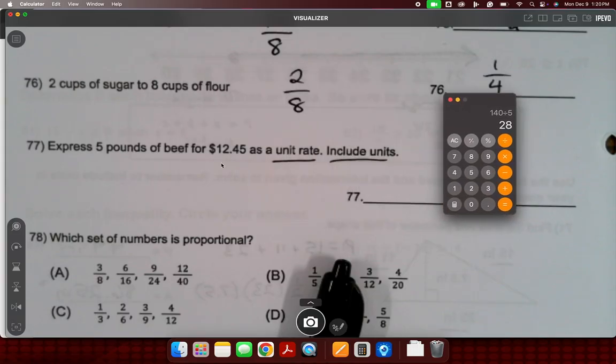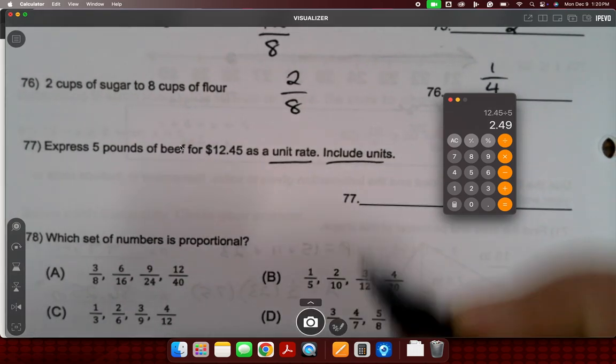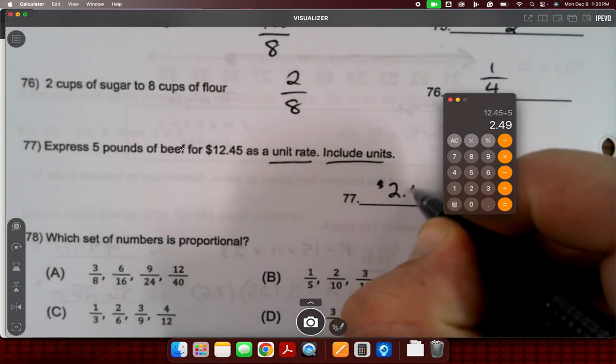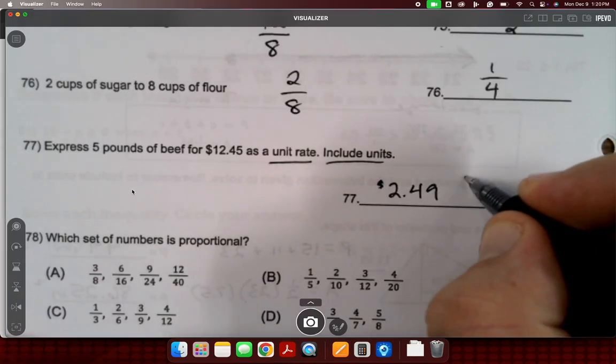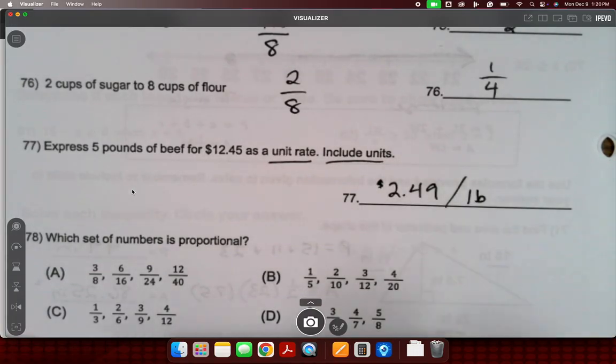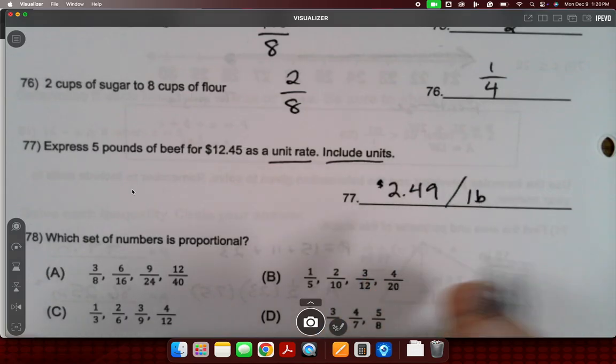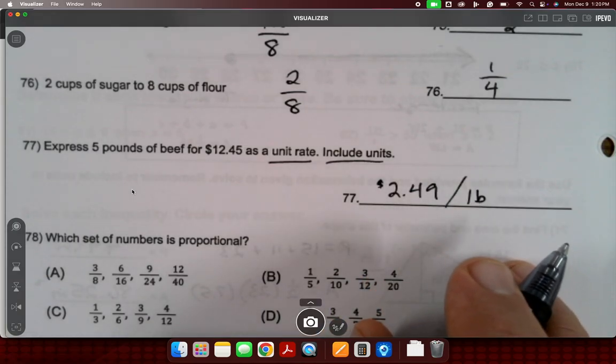So we know how much 5 pounds cost, $12.45. We want to divide that by 5, because we always put money first. $12.45 divided by 5. We find out that 1 pound costs $2.49. So my answer would need to say $2.49 per pound. And you can say PER instead of using the slash if you want to. Or you can say for 1 pound. That's also okay.